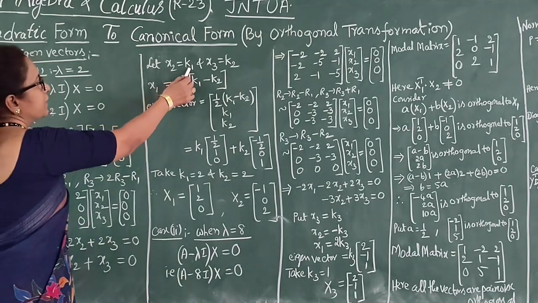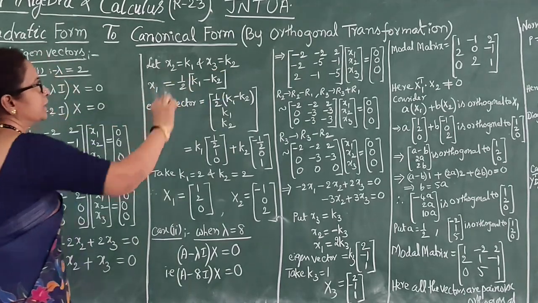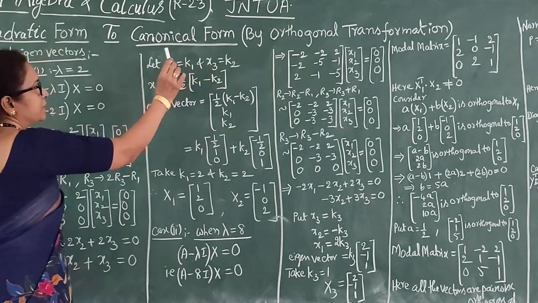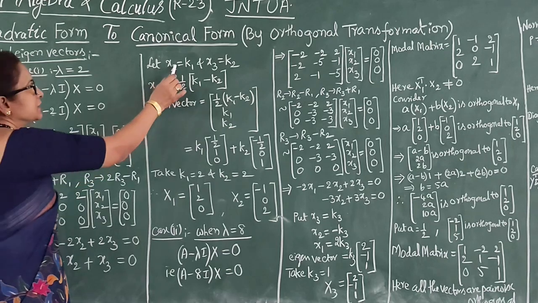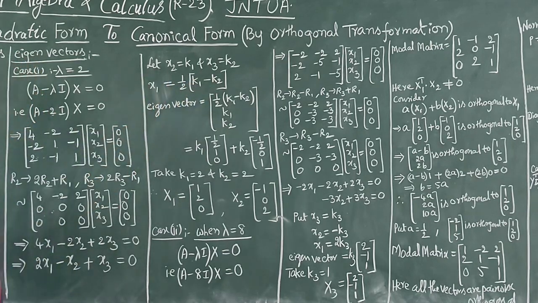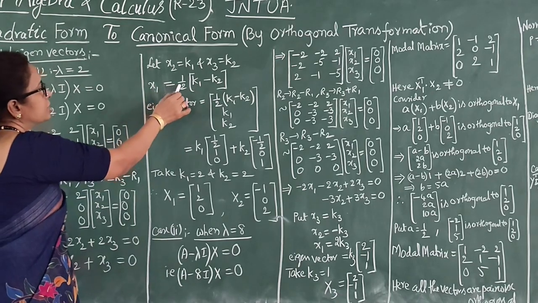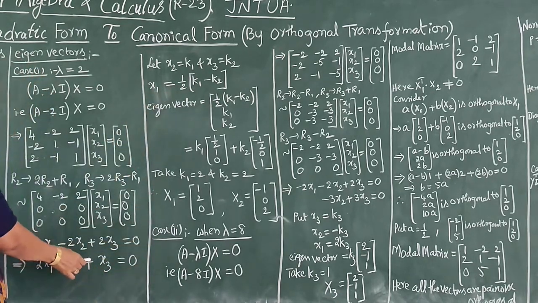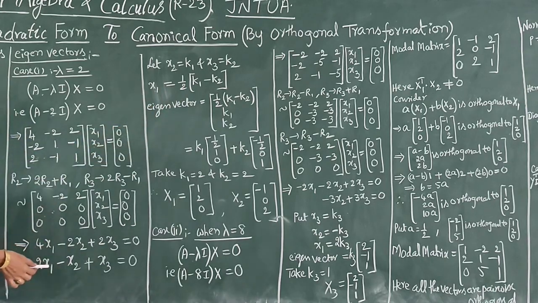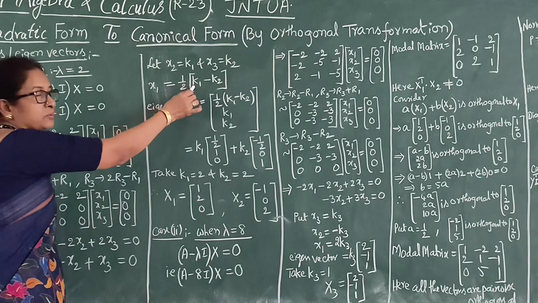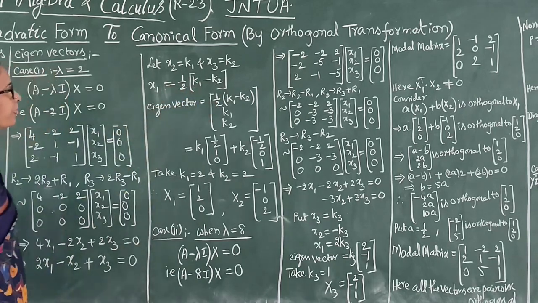x2 is equal to k1 and x3 is equal to k2. These two are independent variables and x1 depends on x2 and x3. Therefore, from this equation we get x1 is equal to 1 by 2 into (k1 minus k2).